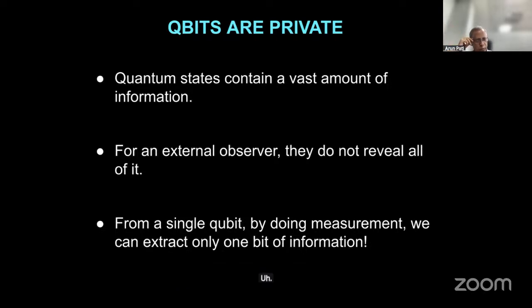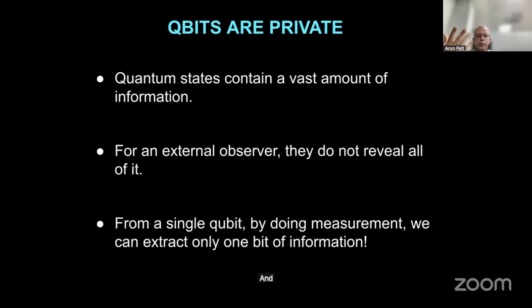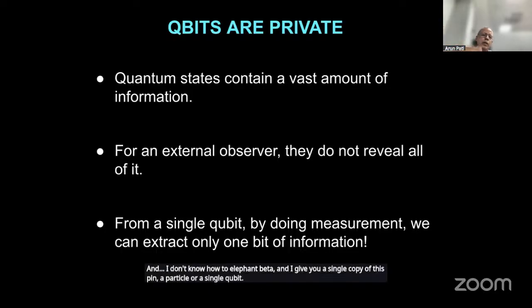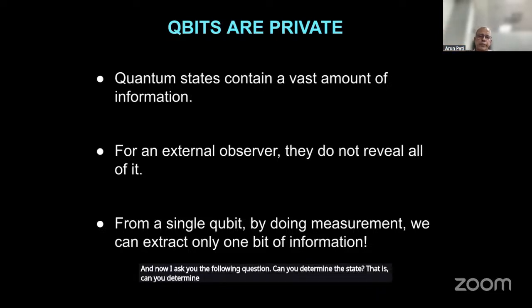Why is this so? That is because of the limitation imposed by quantum mechanics. Think of the following situation. Suppose I have a quantum state, a single qubit or single spin of a particle, like alpha up plus beta down. I don't know what alpha and beta are, and I give you a single copy of this spin-half particle or single qubit. Now I ask: can you determine the state? That is, can you determine alpha and beta?